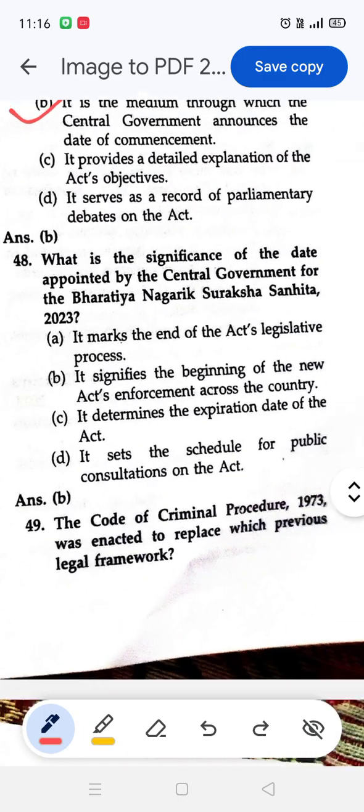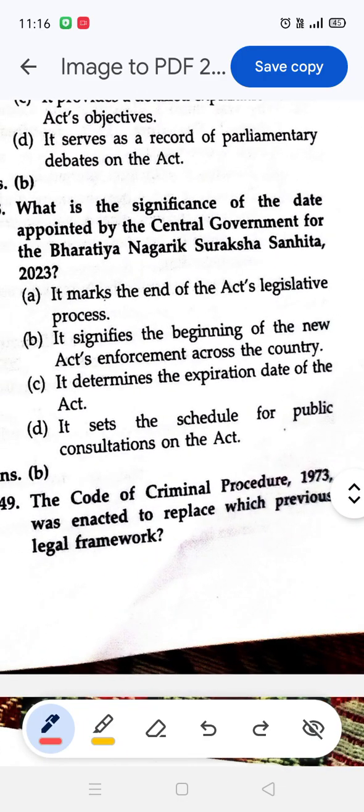Question number 48. What is the significance of the date appointed by the central government for the BNSS 2023? So option B is correct. It signifies the beginning of the new act's enforcement across the country.